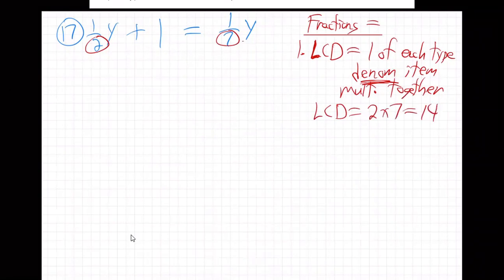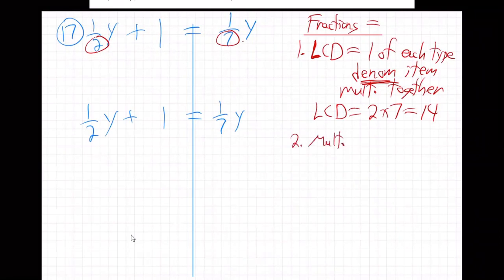That's all it is. So I'm going to rewrite this problem. 1/2 y plus 1 equals 1/7 y. Okay, and so now what do I do about it? You multiply the LCD over 1 by every term. You multiply every term by the LCD over 1.